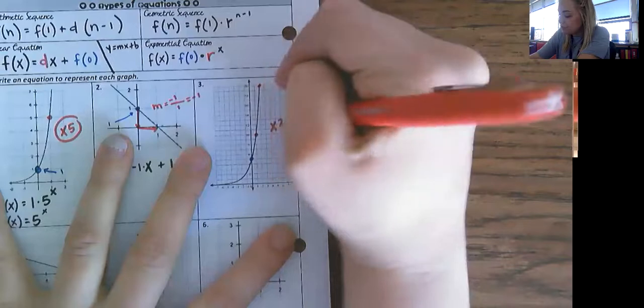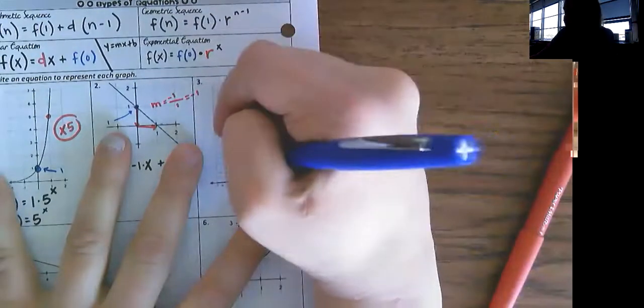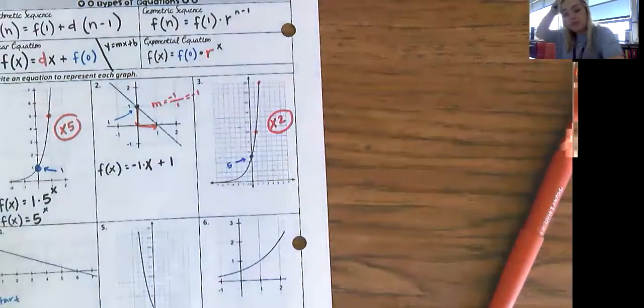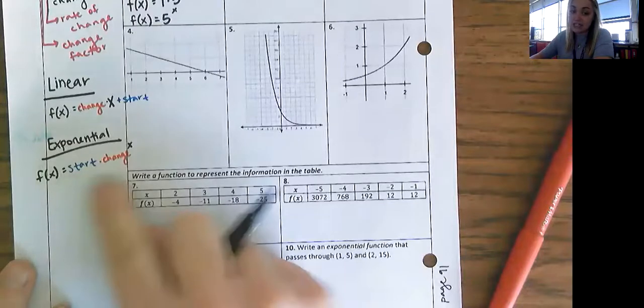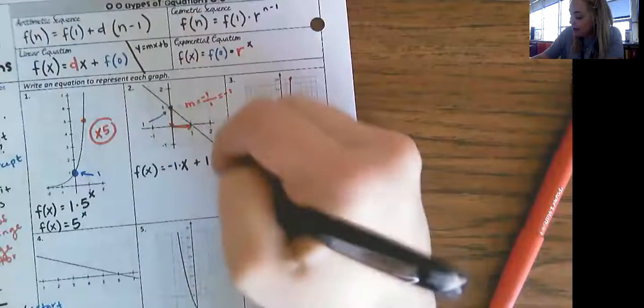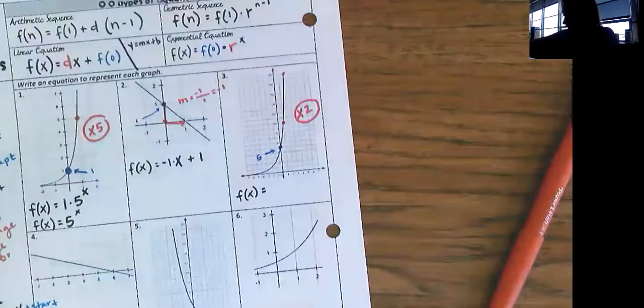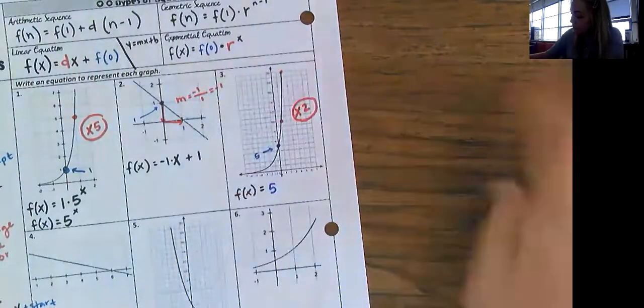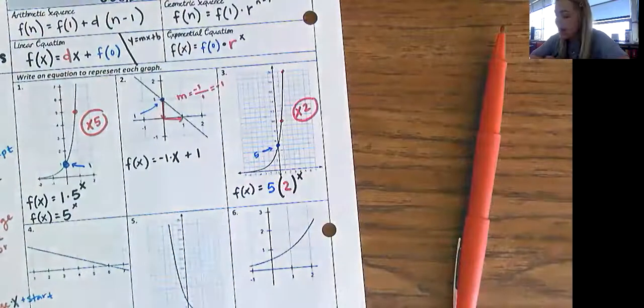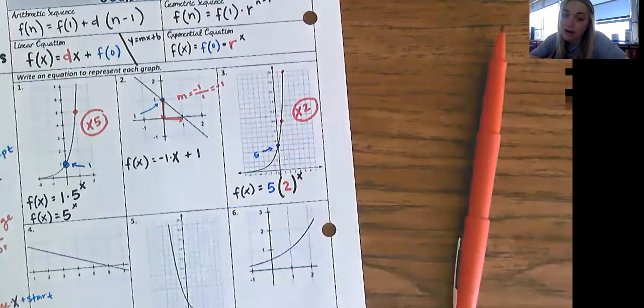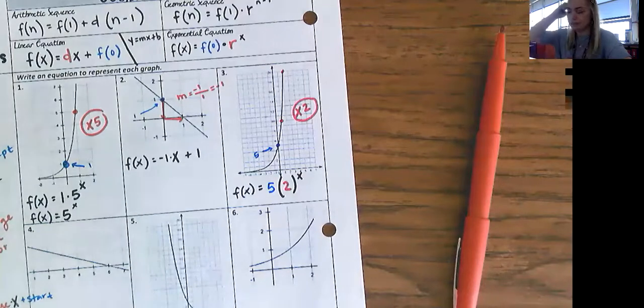Okay, so from 5 to 10 to 20, I am multiplying by 2. There's my change factor, and my start was at 5. So let's write our equation. For exponentials, I do f of x equals the start times the change factor to the power of x. So f of x equals the start, which is 5, times the change factor, which is 2 to the power of x. And that's all. I want you to push pause, and you are going to do problems 4, 5, and 6. Push pause and actually do them.